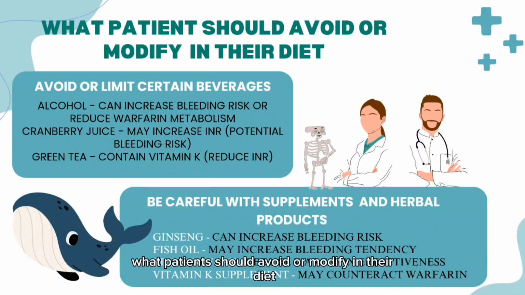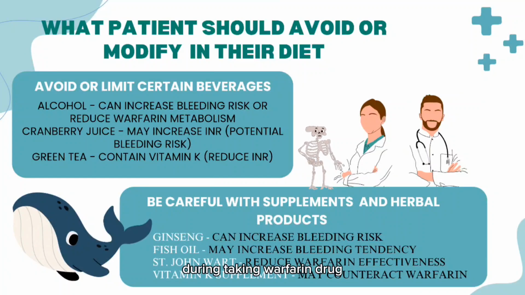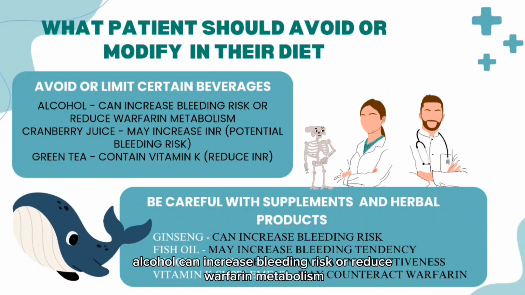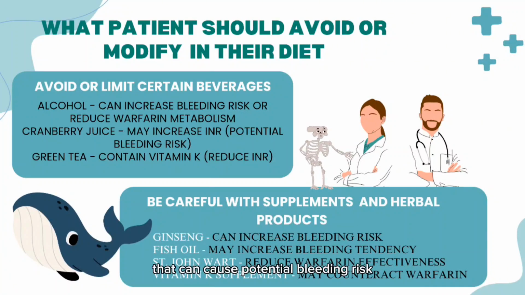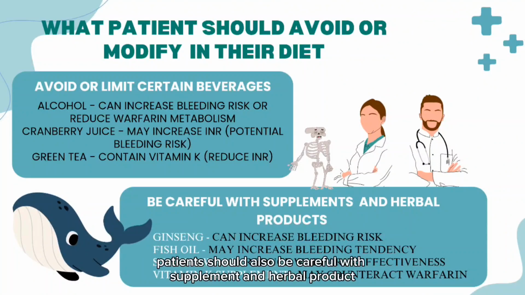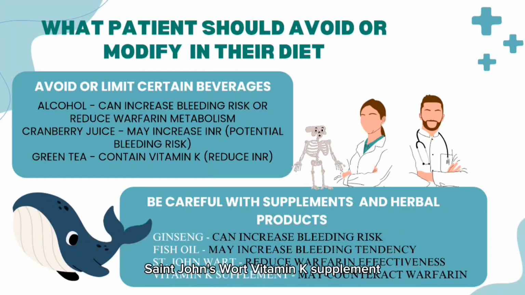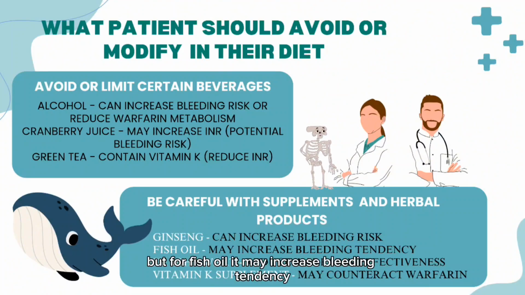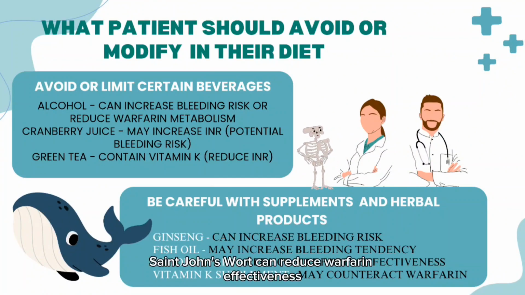What should patients avoid or modify in their diet while taking warfarin? They should avoid or limit certain beverages, for example, alcohol, cranberry juice, and green tea. Alcohol can increase bleeding risk or reduce warfarin metabolism. Cranberry juice may increase INR, which can cause potential bleeding risk, while green tea contains vitamin K that can reduce INR. Patients should also be careful with supplements and herbal products such as ginseng, fish oil, St. John's wort, and vitamin K supplements. Ginseng can increase bleeding risk, and fish oil may increase bleeding tendency. St. John's wort can reduce warfarin effectiveness. Vitamin K supplements may counteract warfarin.